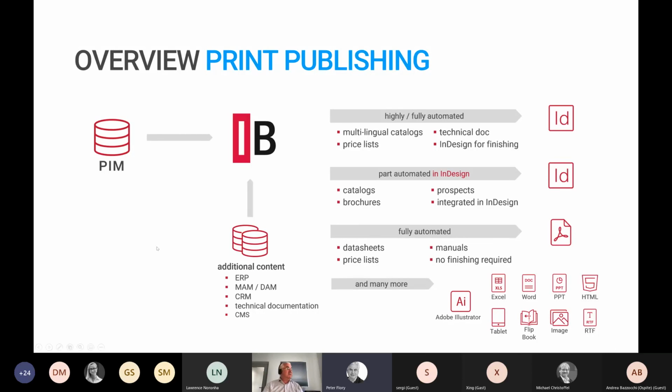But a lot of times we need to connect to additional systems to pull in additional content. For instance, whenever you want to add price data to your publications, typically price data are not being managed in your PIM system, they are being managed in your ERP. So we might have to connect to your ERP system. In some situations, we might have to connect to your MumDum system to pull image data, and so on. We might even connect to a CRM system to pull some individual information for a particular customer.